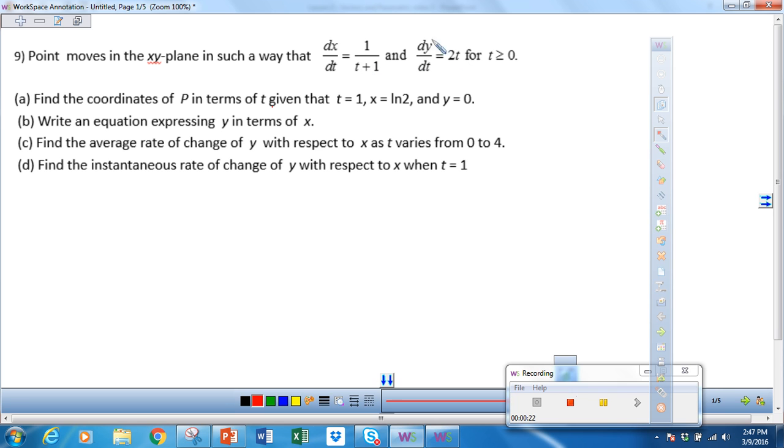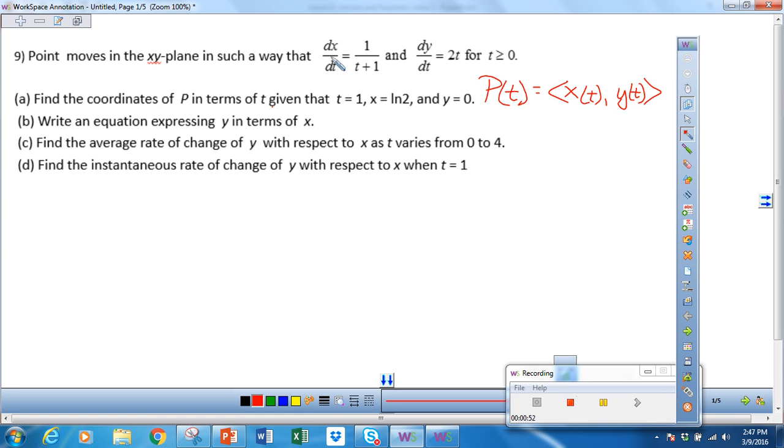So we have to notice that what we're given is dx/dt and dy/dt. This question sounds confusing, but actually what it's asking us to write is P of t as a vector. And to do that, we need to find x and y. Like we did in the last video, x will equal the integral of dx/dt, which is the integral of 1 over t plus 1.